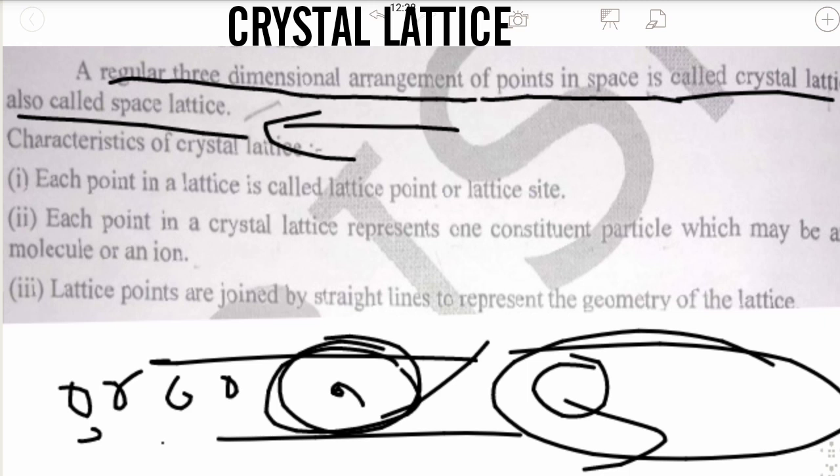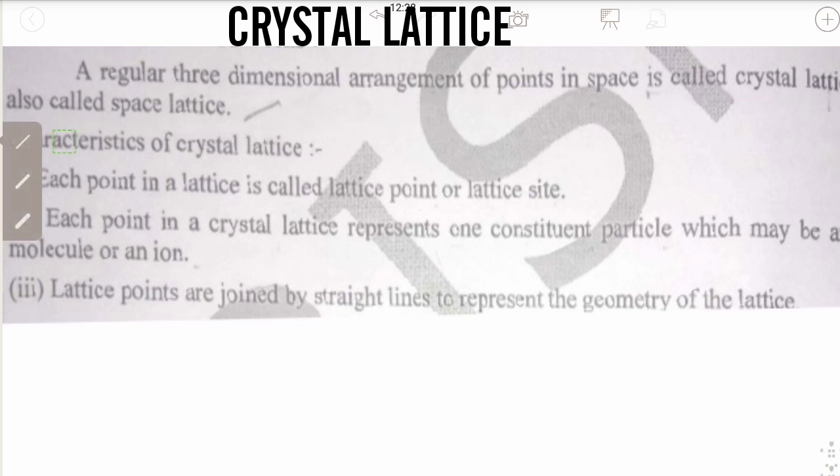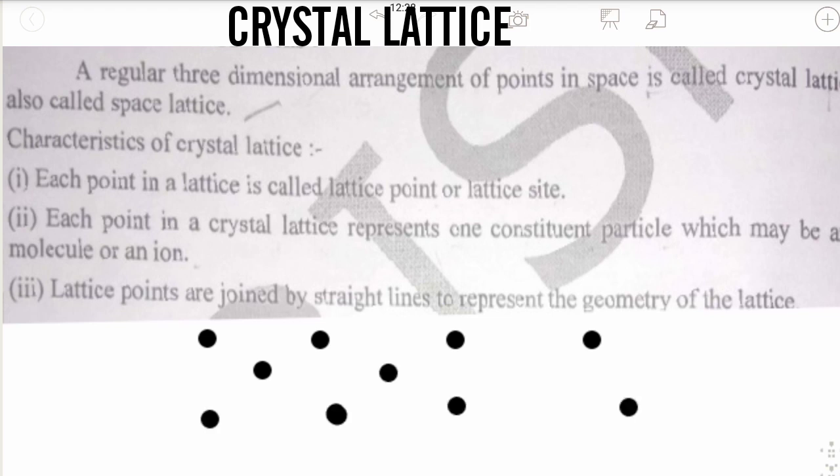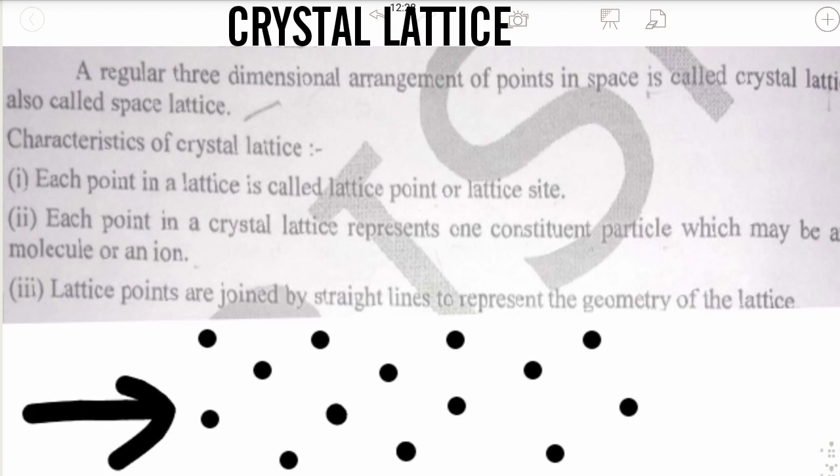Now the crystal lattice. Let's deal with the structure of the crystal lattice. This is a point, this is a point, this is a point, and below these are the same points. These points are called lattice points.